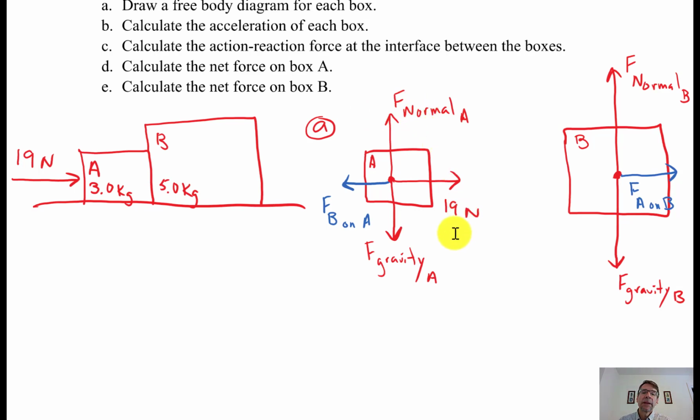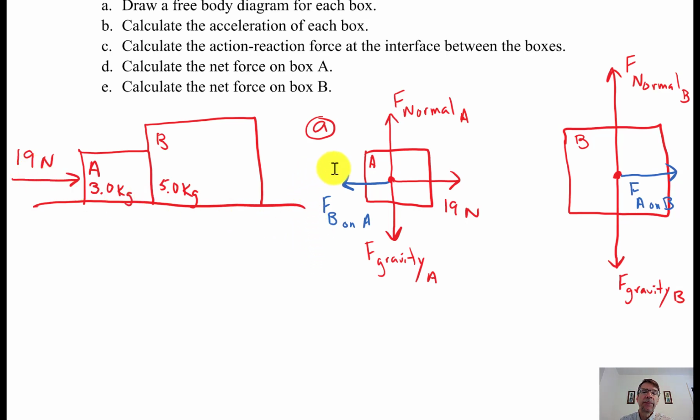And, well, here, this is the 19 newton force. You could put it anywhere, but I like to put the tail on the center of mass here. That's the same force that's pushing on box A. It's literally somebody's hand or whatever touching box A, pushing box A. That force is not being applied to box B. It's being applied to box A only. We'll come back to that on box B.